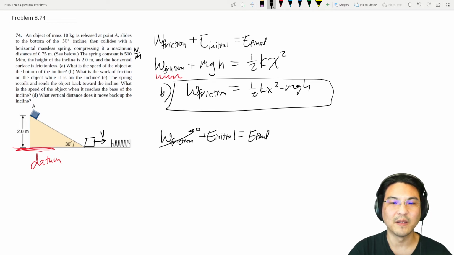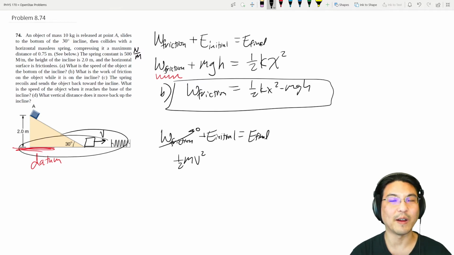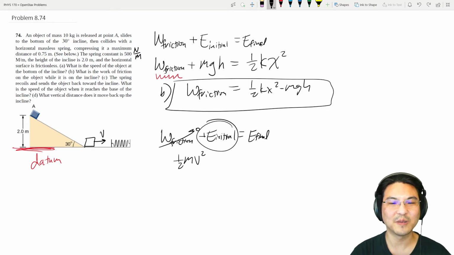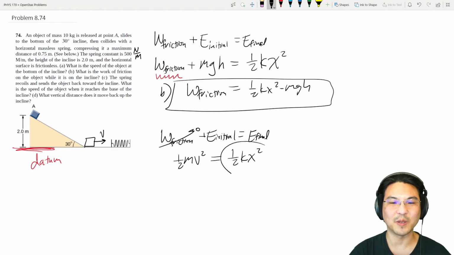Okay, so then we're just going from here to here now. Right here, it has kinetic energy, 1/2 mv squared. It's at the datum, so the gravitational potential energy is 0. And it's not touching the spring yet, so there's no spring potential energy. So that's the initial. Final, when it smashes the spring, still at the datum, so the gravitational potential energy is still 0. And then it's at rest when the spring is compressed all the way, so the kinetic energy is 0. And then the spring is compressed by some x, so the potential energy is 1/2 kx squared.